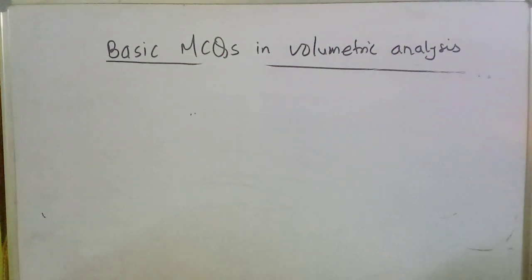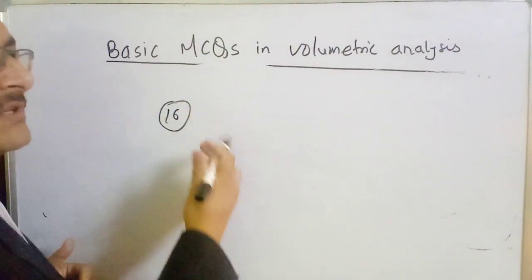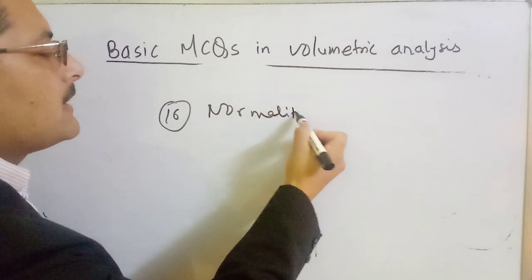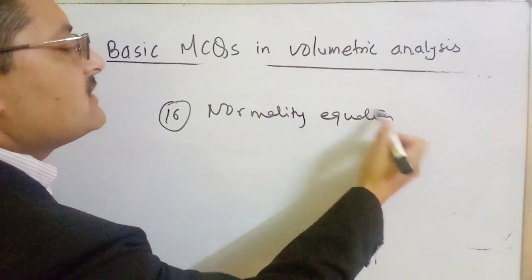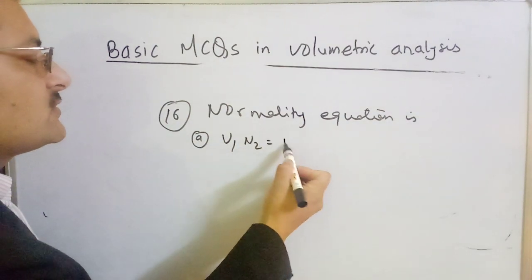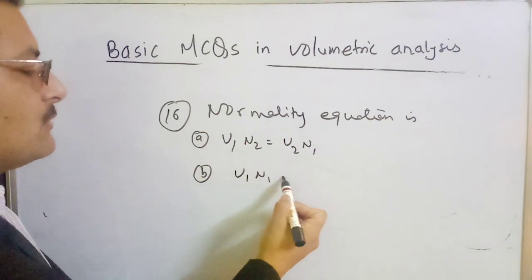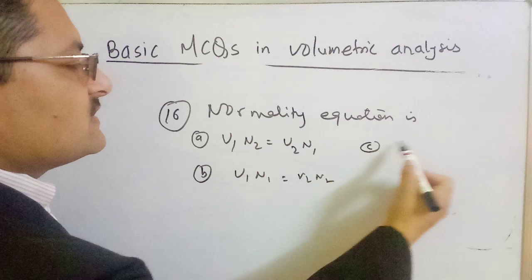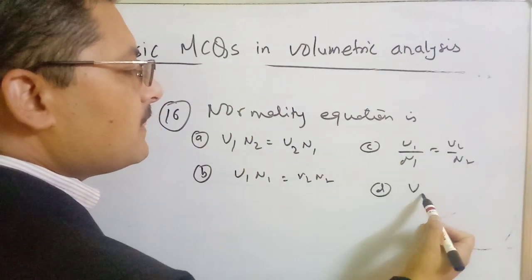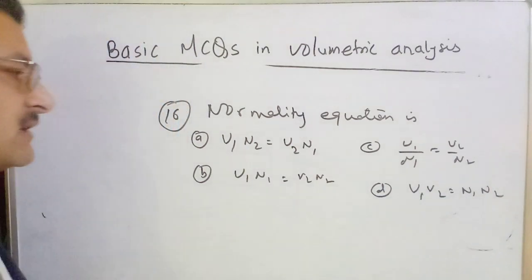In number 16, we definitely know about the normality equation. Normality equation is: number A, V1 N2 equals V2 N1. B, V1 N1 equals V2 N2. C, V1 by N1 equals V2 by N2. Number D, V1 V2 equals N1 N2. Which of the following is the normality equation?